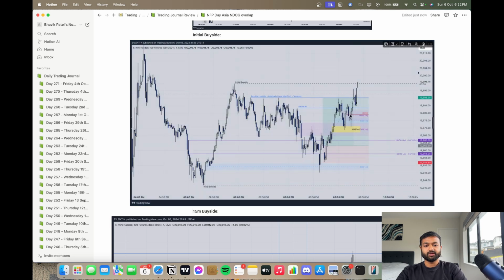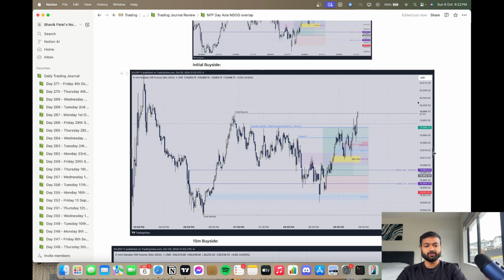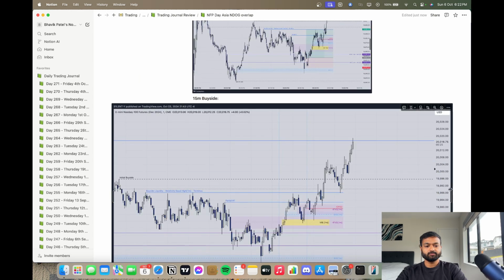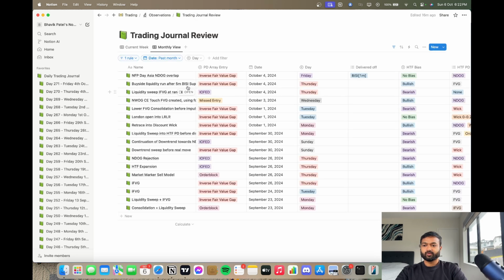And then we went up and down, and then this could have been another entry to target these highs and the initial buy side. So that was a really good trade. That's how I'm marking up my trades.